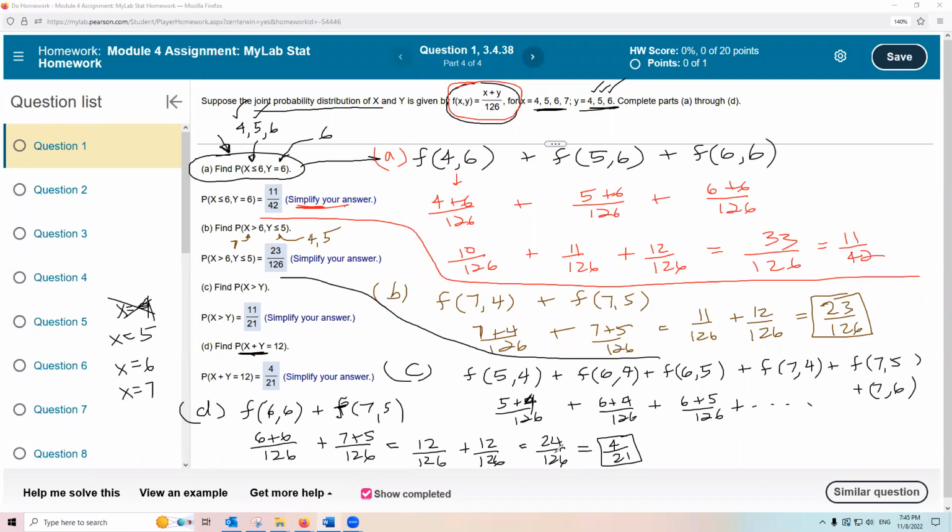So for this example, what we had to do is list out the x and y values that satisfy the probability specification. And then we can go ahead and use this probability density function to figure out the corresponding probabilities and then add those together. All right, so that's this one. That's number 1.